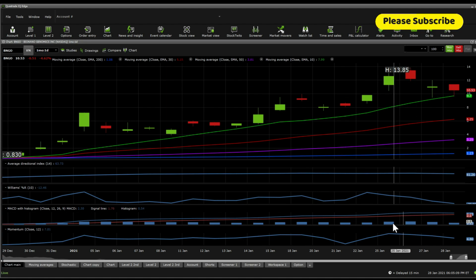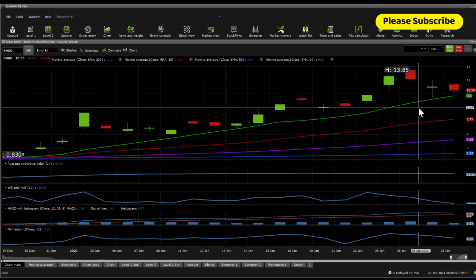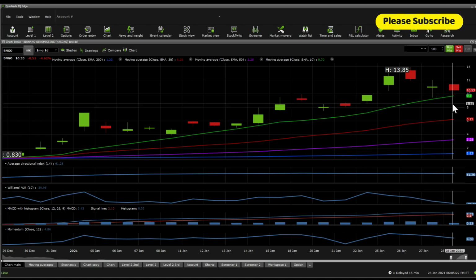In places like the MACD, it's testing a reversal. And Williams %R is actually looking the most oversold it's been in the month. ADX is retracting a little and momentum is retracting. But take a look at the moving averages. Between the 10 SMA, the 9.70 mark, and the 6.25, that is your trading action zone.